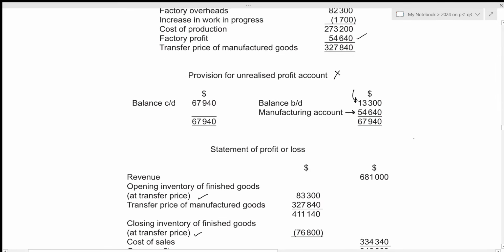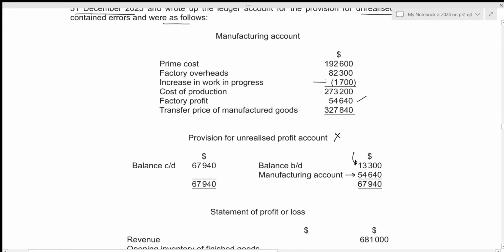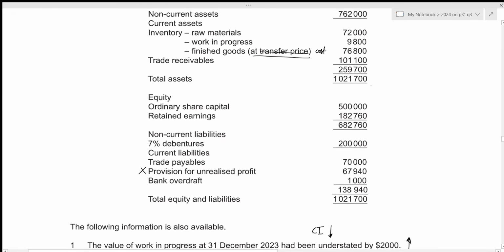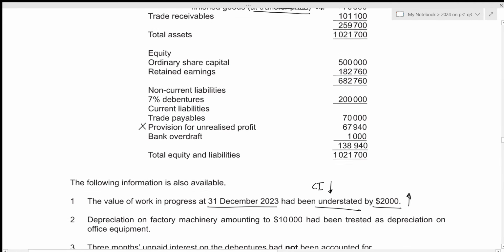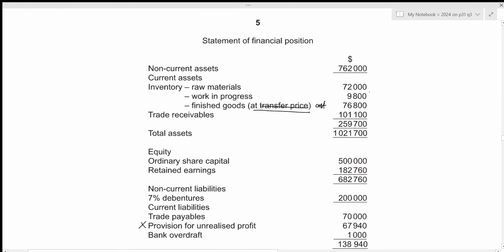And we know that the increase in work in progress should be subtracted. So we need to subtract an additional 2,000 here. That's for the first part. Then also, whenever we are including the value of the work in progress, it was understated. We also include it within our statement of financial position. So this value should also be increased by 2,000 now because it was previously understated.